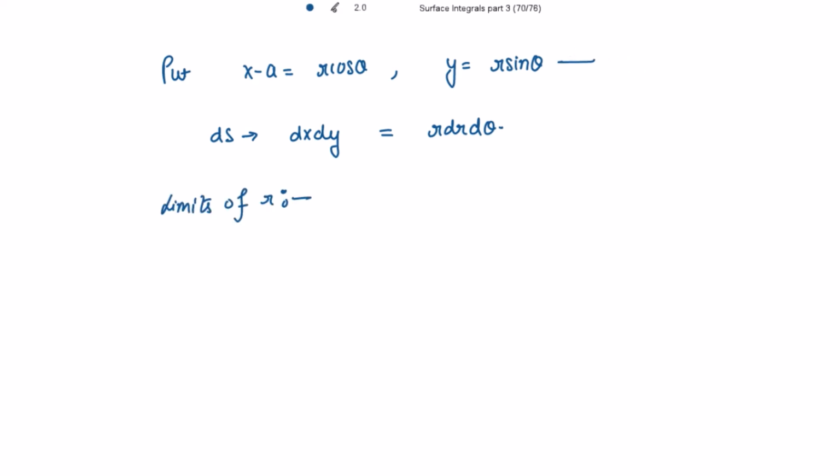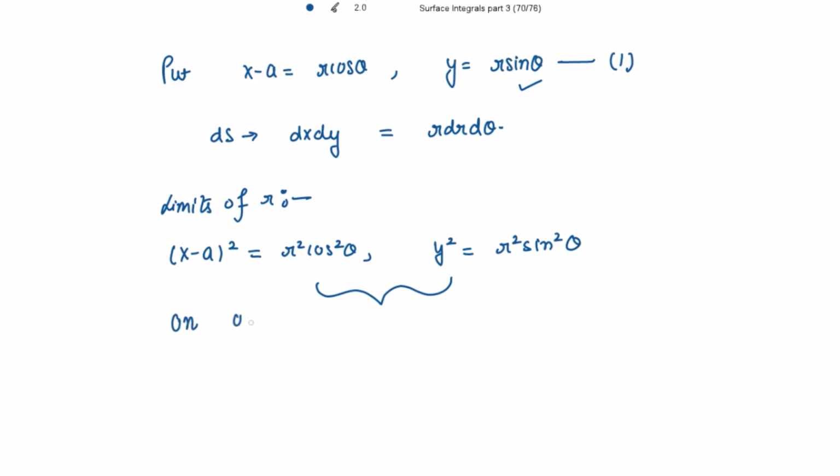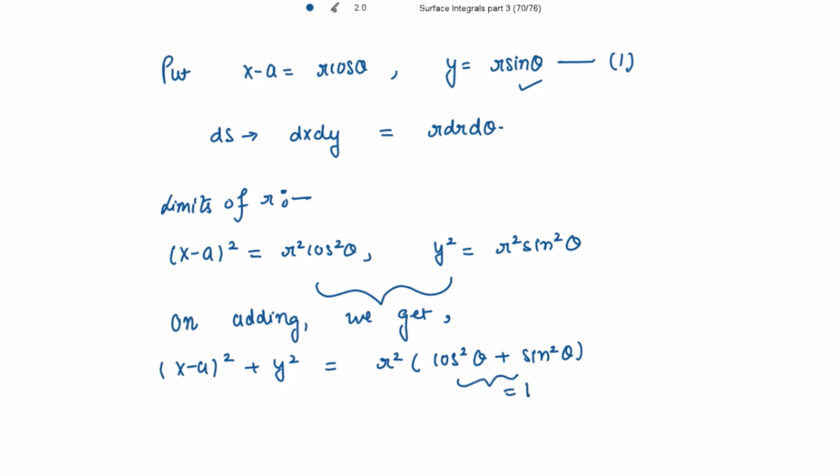For this, let me square both these equations and then after squaring I will add these equations. So squaring, this is x minus a whole square equal to r square cos square theta, and squaring both sides of this we get y square equal to r square sin square theta. Now I am going to add these two. So on adding we get x minus a whole square plus y square equal to, if I take r square common, I get in the bracket cos square theta plus sin square theta, which is equal to 1. So that means I am getting this to be r square.